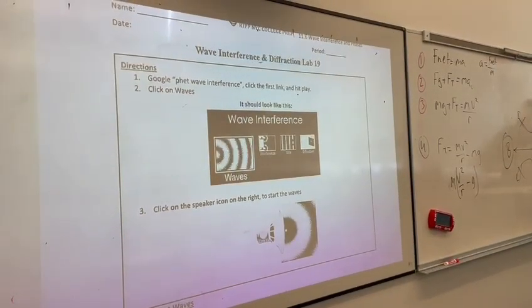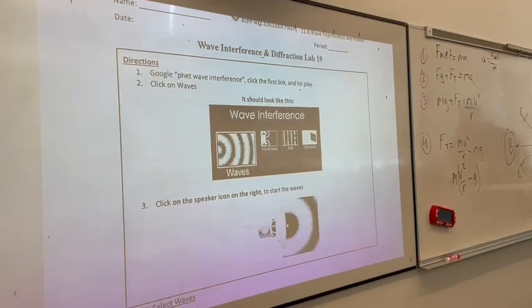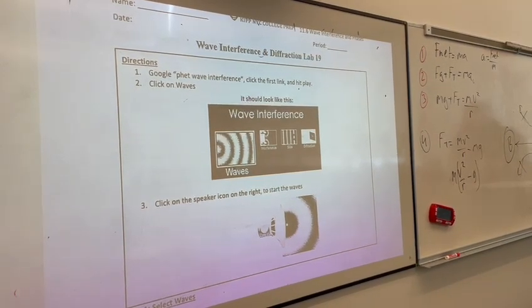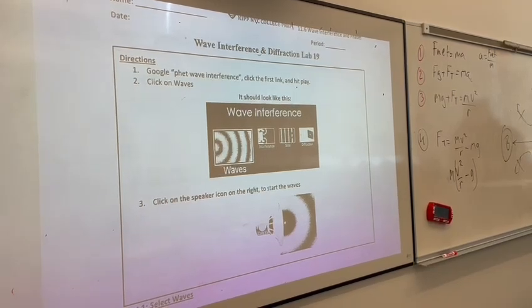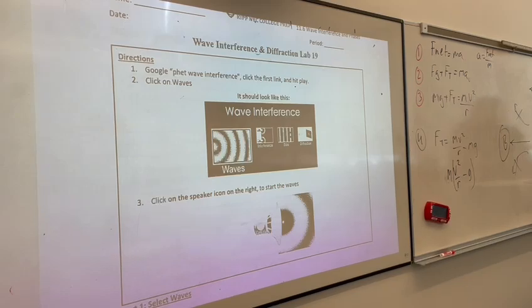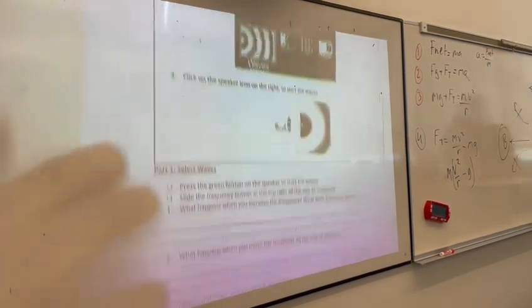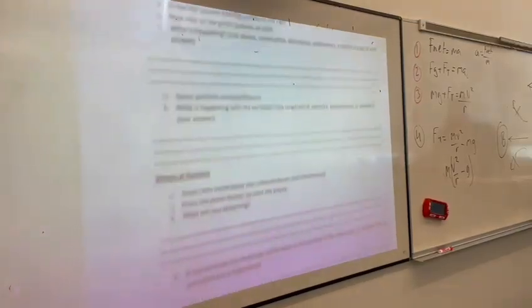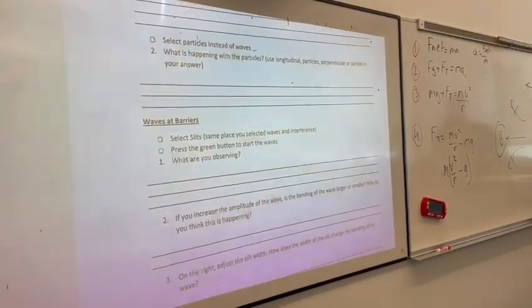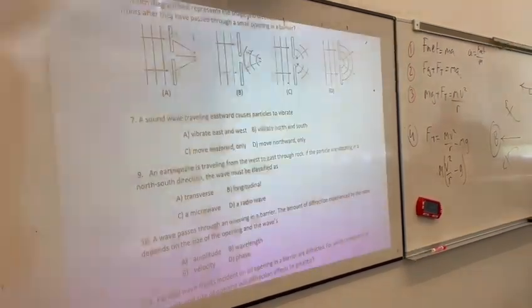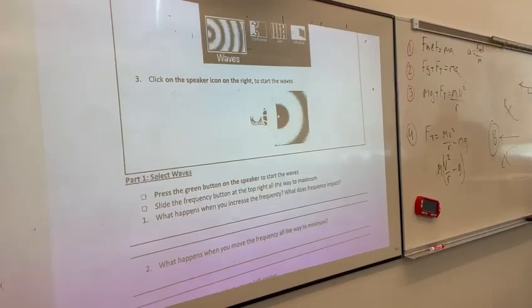Best of luck. Welcome everyone, this is 11.6 wave interference and phases. So to start this lesson, what I'd like you to do is look up PhET wave interference, click the first link and then hit play. The first part of this lesson in class would have been you going through part 1 of this, as well as part 2 and waves of barriers. There are some instructions for you to follow. You can pause this video now, go ahead and get started on the simulation, and when you are done, you can come back to this.